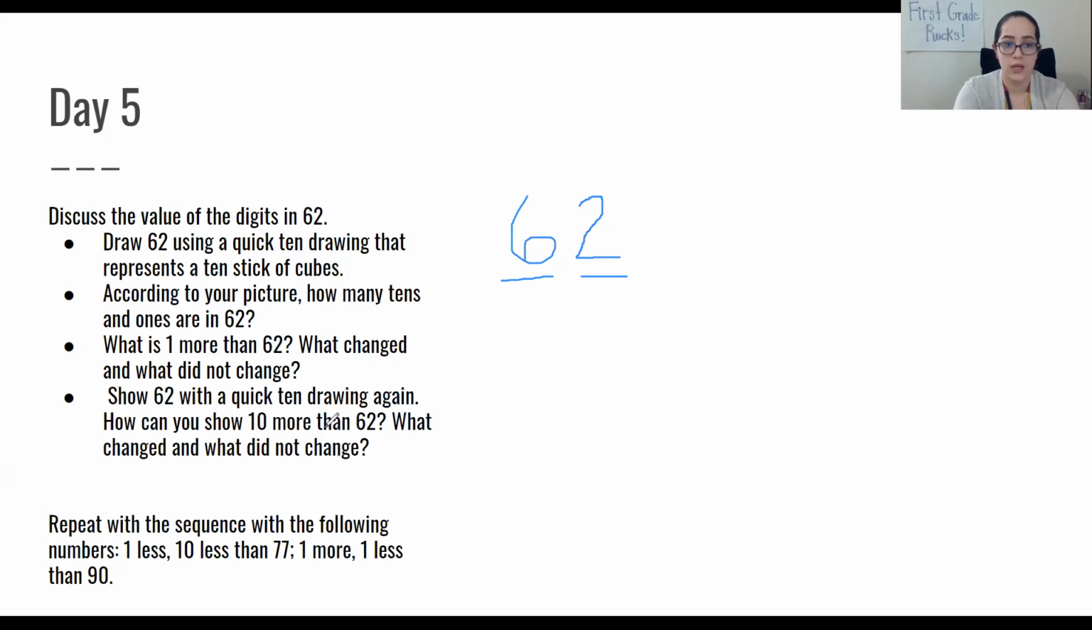How can you show 10 more than 62? What changed and what did not change? So again, when it talks about what changed, did not change, we're talking about the place value, so either the tens place or the ones place. And then you're going to repeat the sequence with the following numbers: 1 less, 10 less than 77, 1 more, 1 less than 90.